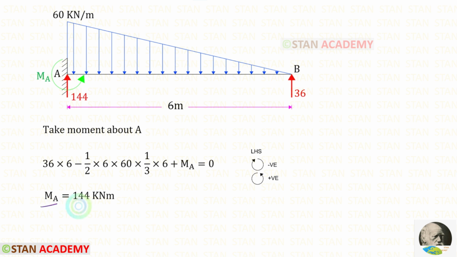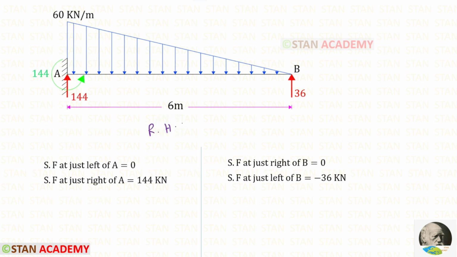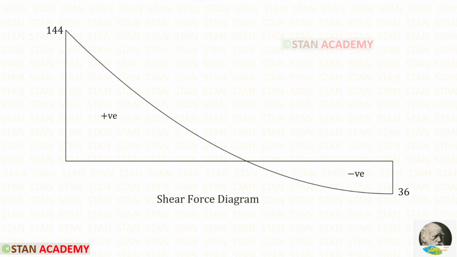Finally, for MA, we will get a positive value. That means our assumption is correct. Using the right hand side rule, we can find the shear force values in the point A, and using the left hand side rule, we can find the shear force values in the point B. Here you can see the shear force diagram.